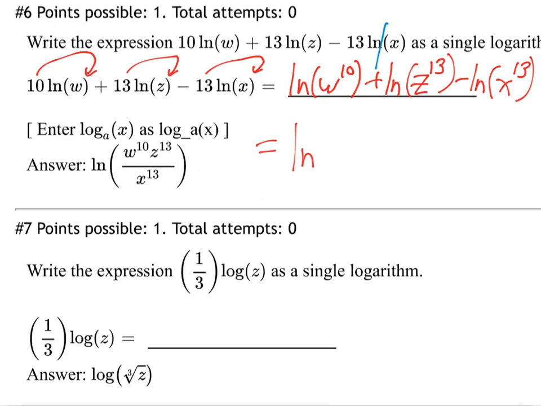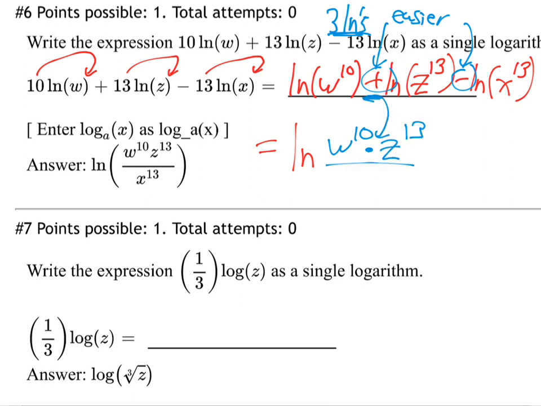So these are easier operations for 3 logs, right? It's the same for 3 people. It's an easy job. It's going to become a harder operation for only one log. It will be w to the 10th times z to the 13th, because adding leads to multiply, divided by x to the 13th, because subtraction leads to divide, and then put parentheses around it. And there we go. Just like that. Same principle.